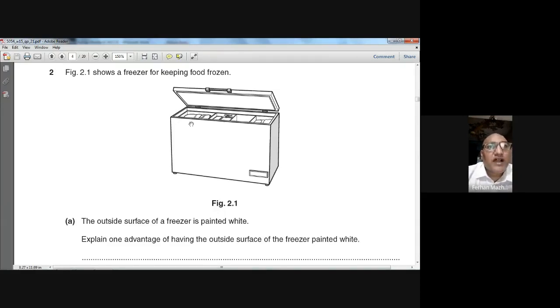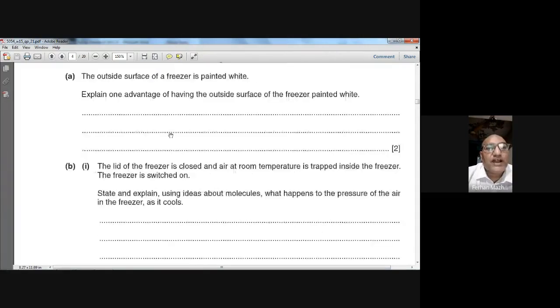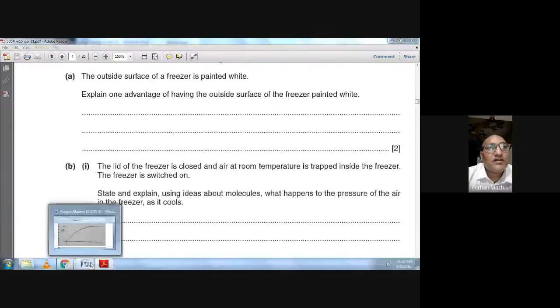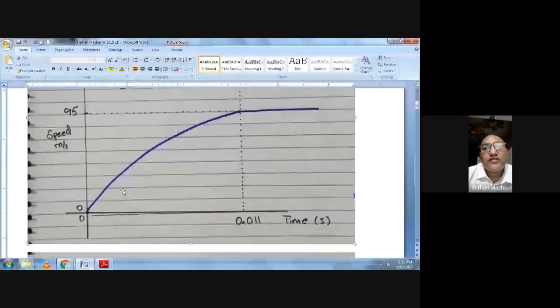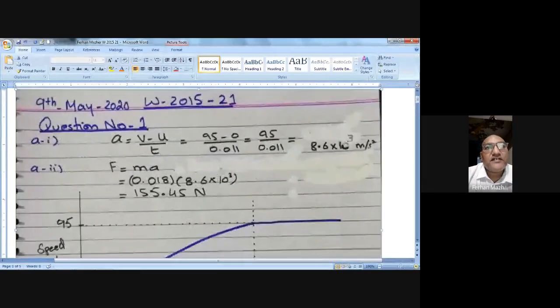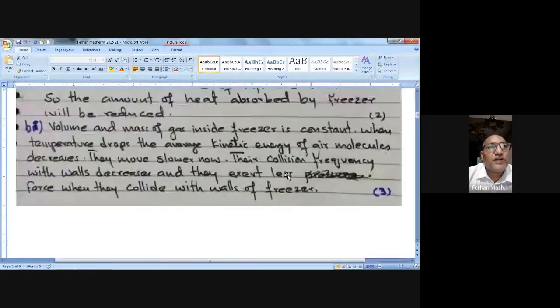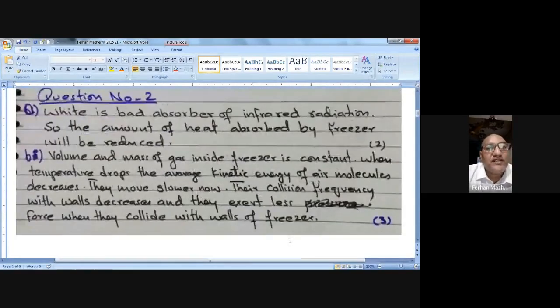It's a 2-mark question, and I have written its answer also. Let me show you my answer. Let me increase the size and show you. So question number 2, part A, is on your screen.